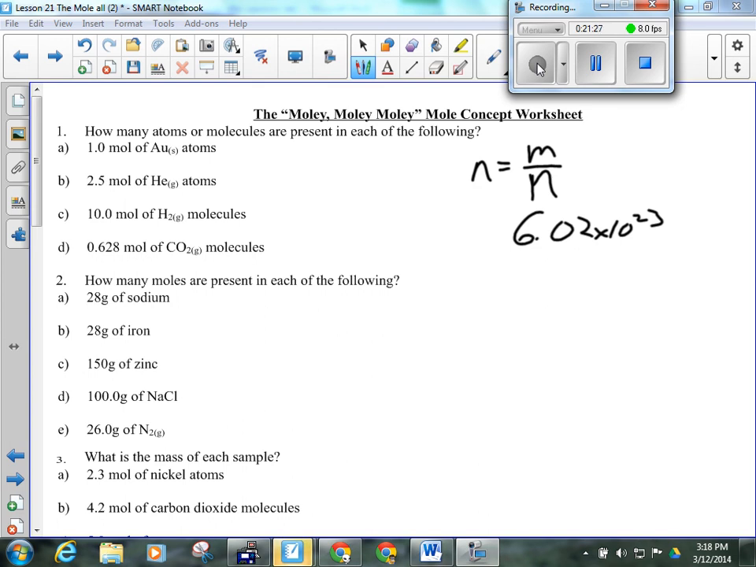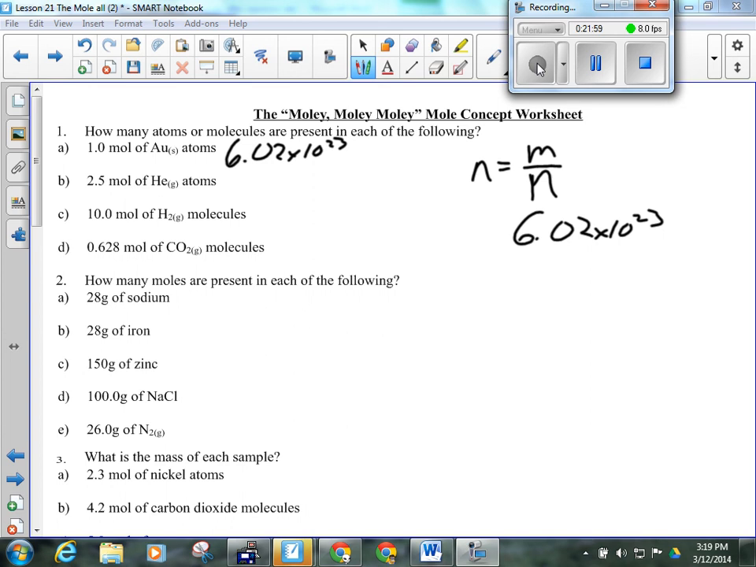So, how many atoms of gold, question 1a, how many atoms of gold are there in 1 mole? Say it. 6.02 times 10 to the 23. 1 times 6.02 times 10 to the 23, right? It says there's 1 mole. This is how many there are in 1 mole. Okay, how many are there in 2.5 moles? Exactly, 2.5 times Avogadro's number, and you've got the answer.